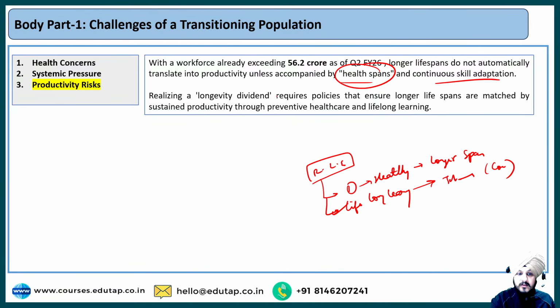Apart from that, the Economic Survey says that we need to realize a longevity dividend, which requires policies that ensure longer lifespans are matched by sustained productivity through preventive healthcare and lifelong learning.